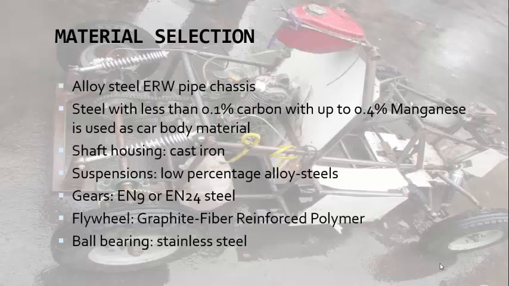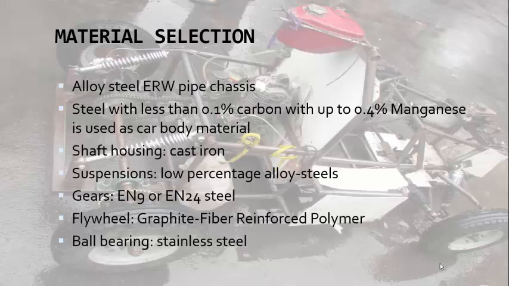We made the shaft housing out of cast iron. There are a couple of reasons for it, but most importantly, cast iron is really cheap, and it has a high compressive strength. It is really heat resistant and has negligible shrinkage.